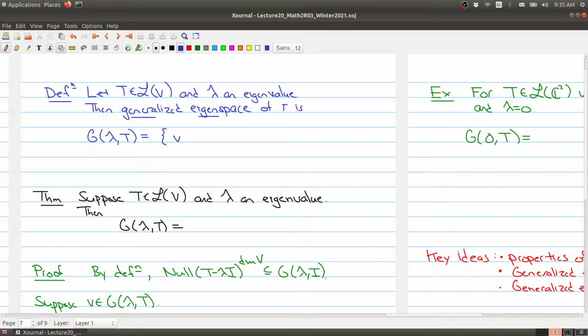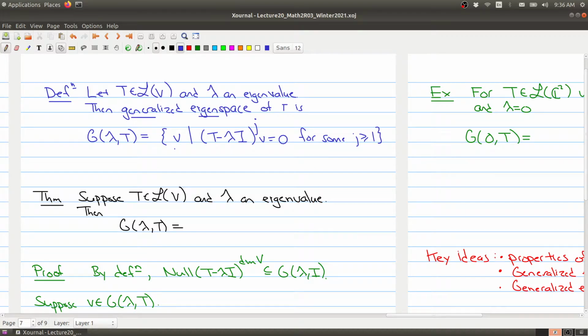So this is all the v such that (T minus lambda I) raised to the power of j evaluated at v is equal to 0 for some integer j greater than or equal to 1. So this is the generalized eigenspace. So the question then is, how does one compute this? Because this looks a little tricky, right? Because it seems more of an existence type of definition.